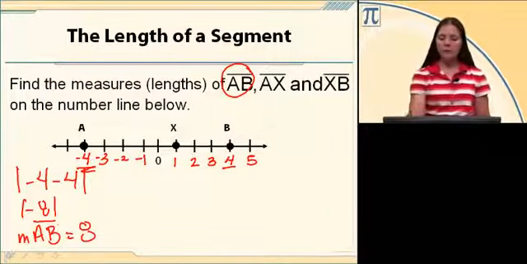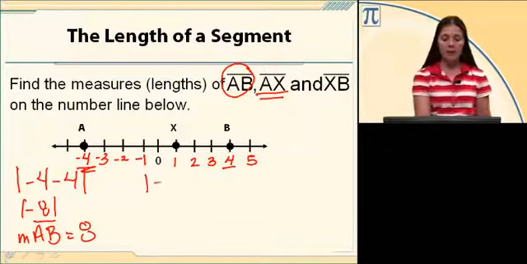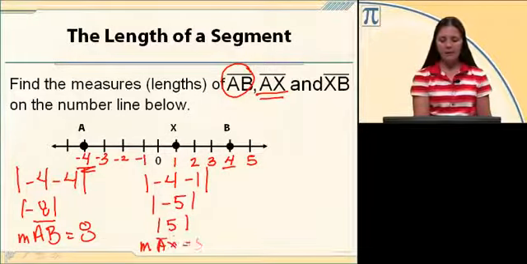On my next one, to find the measure of AX, do the same thing we just did, only this time use the points for A and X. -4 minus 1. -4 minus 1 is -5. The absolute value of -5 is 5. So the measure of AX is 5.